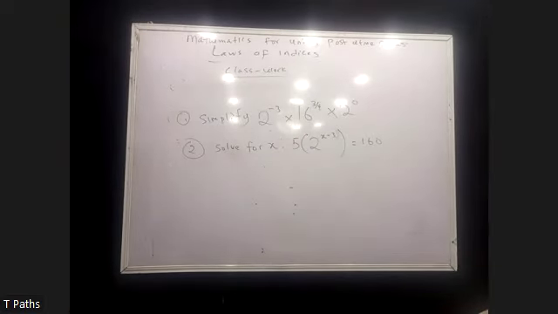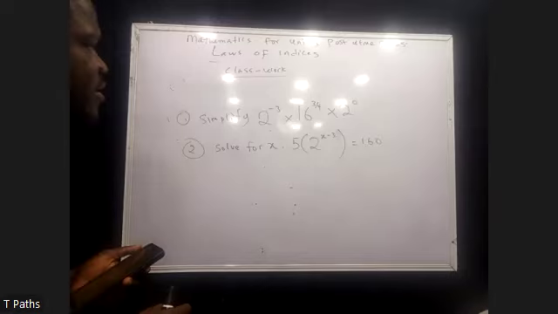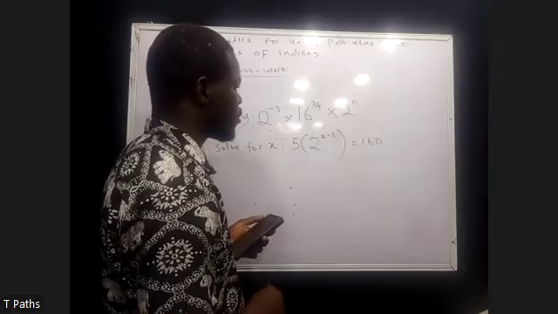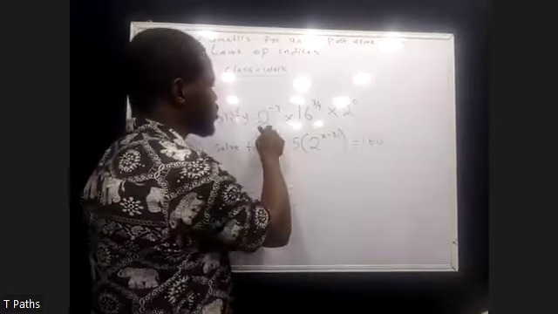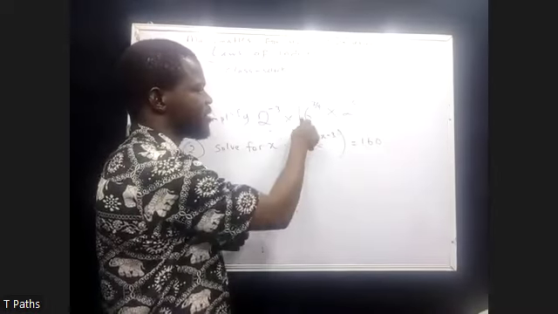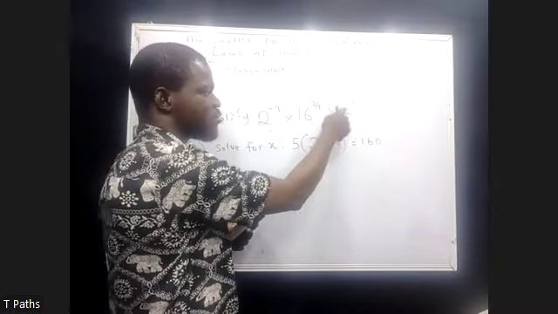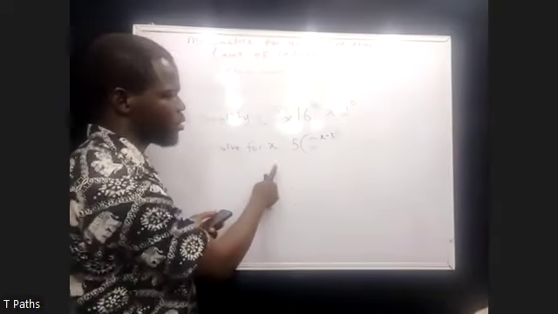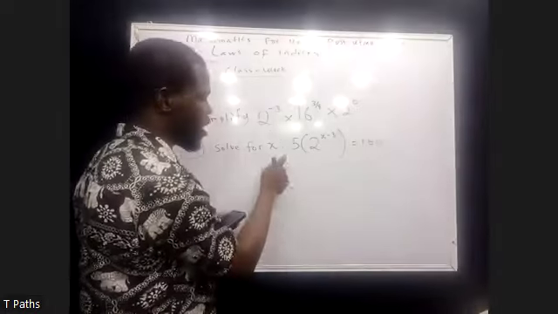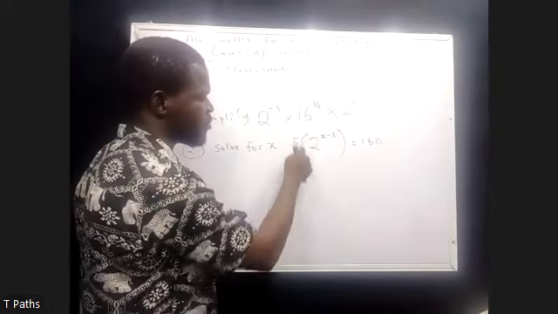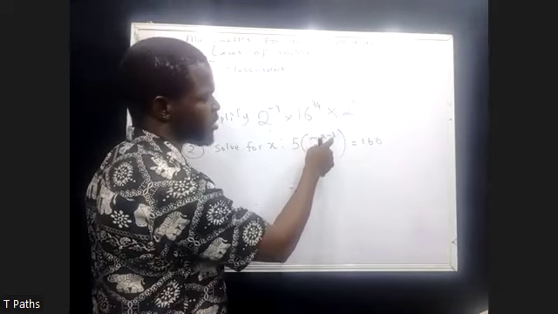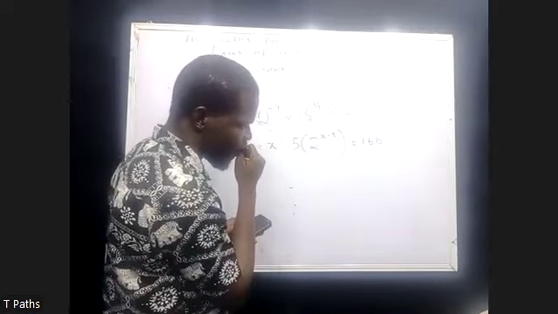Sir, please, what did you write? 16 raised to power 3 over 4 times 2 raised to power 0, minus 3 times 16 raised to power 3 over 4 times 2 raised to power 0. The second question is solve for x: 5 into bracket 2 raised to power x minus 3 close bracket equals 160.